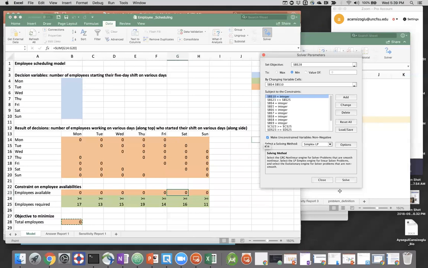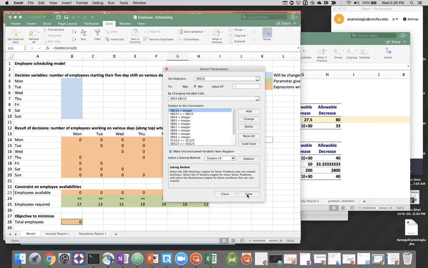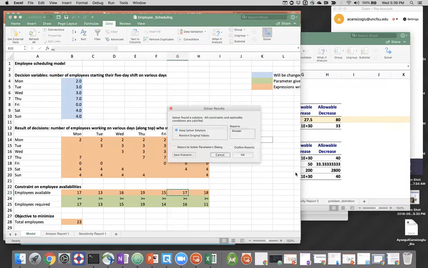But once you enforce that and solve, Excel is still not going to make these decision variables integer, because there's an option under here, and when you click, you will see a setting, and the default for this setting is checked, which means that although you say integer in the earlier model, it's going to ignore it. I'm not sure why they have this option, but you need to uncheck this one, then hit OK, and then solve it. Once you do that, it populates all the decision variables.